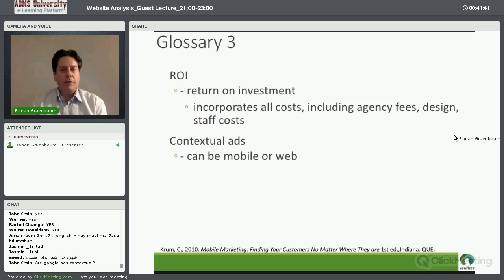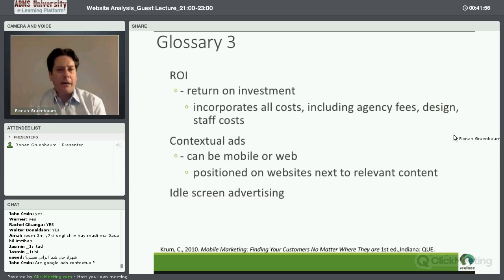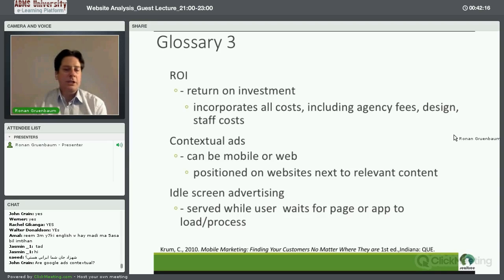And then we have idle screen advertising. Now, with the growth of broadband becoming so ubiquitous globally, this is much less common than it used to be, but you will still see it sometimes. This is the ad that is served while the user waits for a page or an app to load or to process. So you will still find some things like this when you go to certain websites such as Forbes.com. You have a big, big ad taking over the page before you can go through to the actual website. Very intrusive. Personally, I dislike them intensely, but I'd be very interested to see the statistics that they have for those, because I'm sure they are quite a good money earner for the organization.